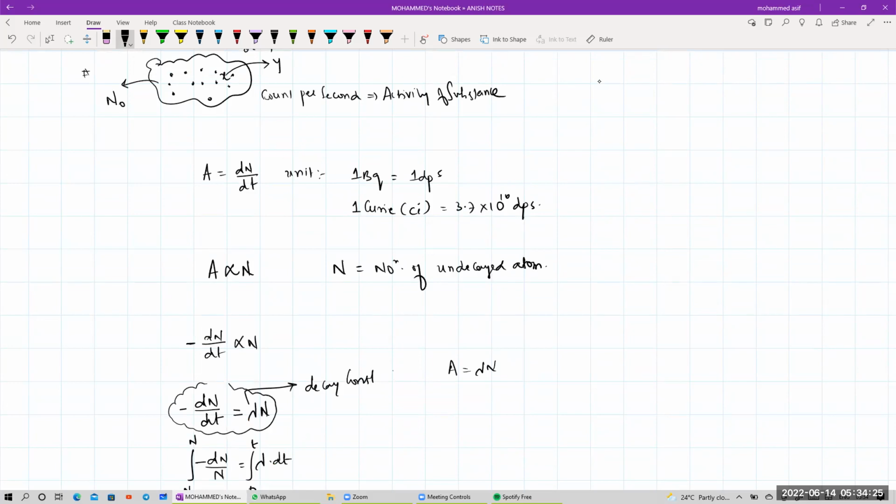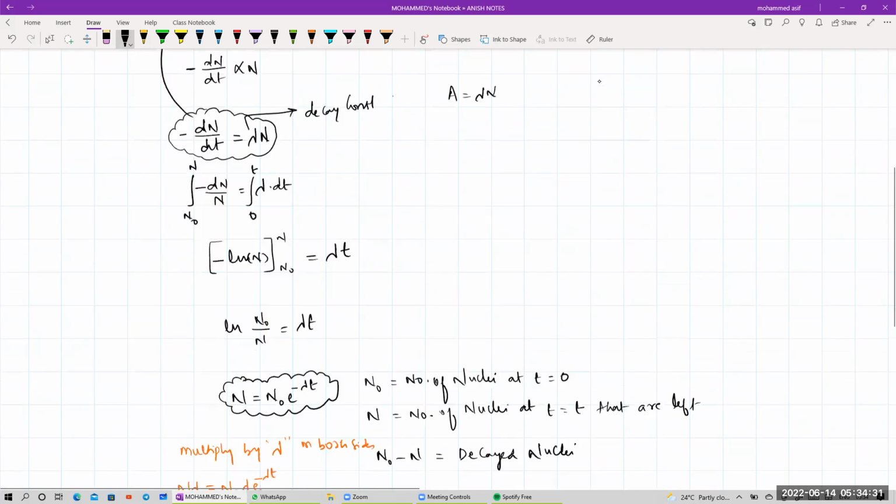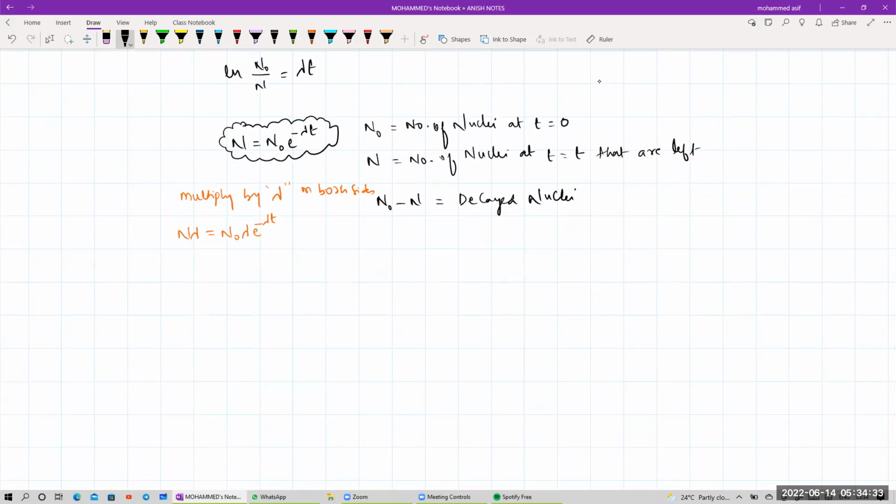Minus sign indicates only the decrease. dN by dt is nothing but A. So A is equal to lambda into N. That means N is equal to N naught, I can also write as the activity formula: A is equal to A naught exponential to the power of minus lambda into t. So this is your activity. A is equal to A naught exponential to the power of minus lambda into t. Clear? Yes, sir.